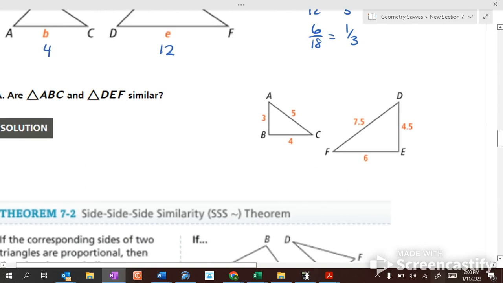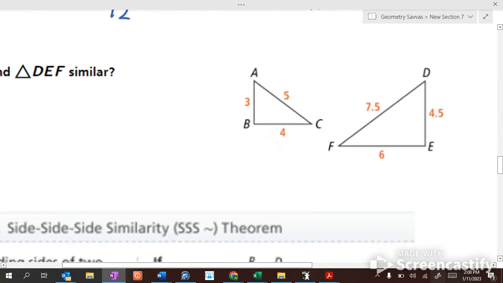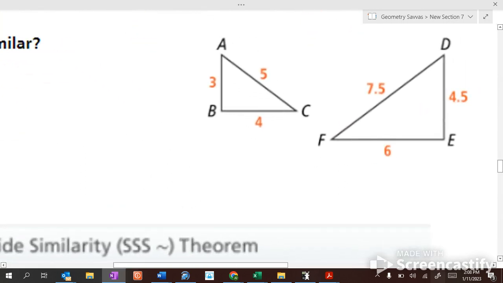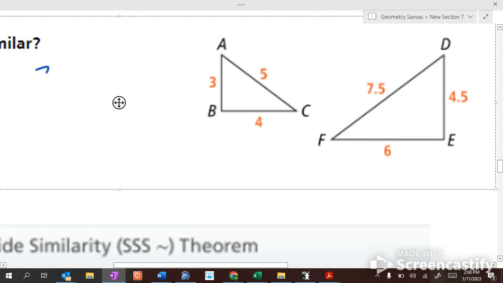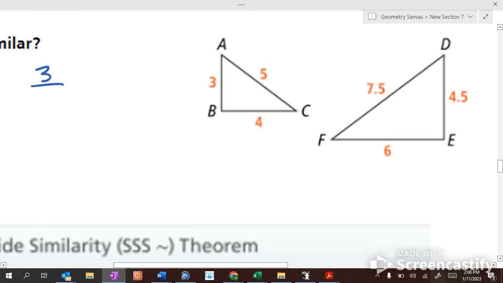So let's look at this one. Let's see if these are similar. So, 3 would go with what on the right-hand side? 4.5. 4 would go with what? 6. And 5 would go with 7.5.